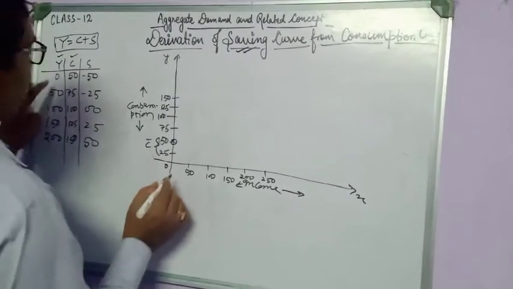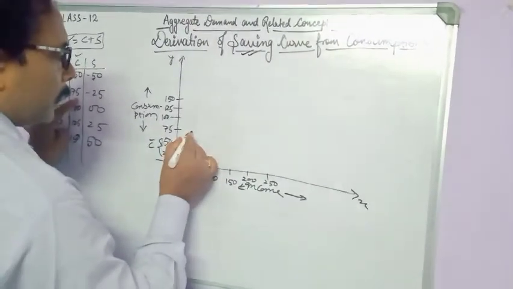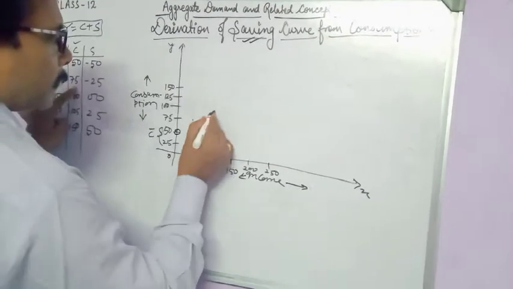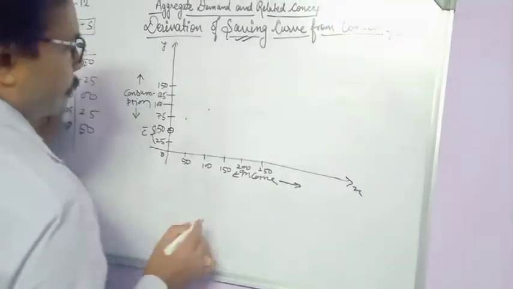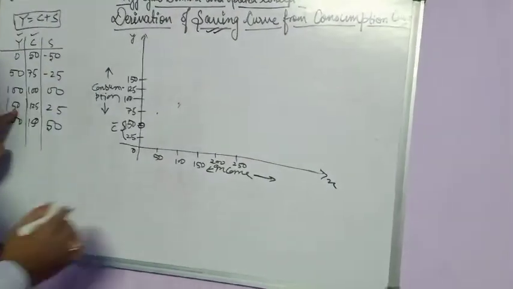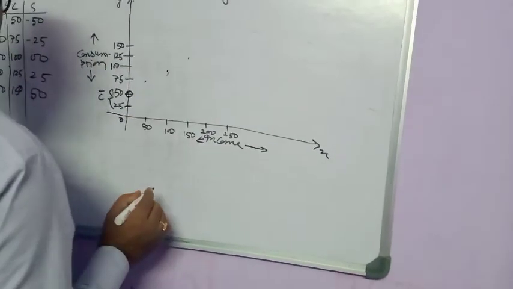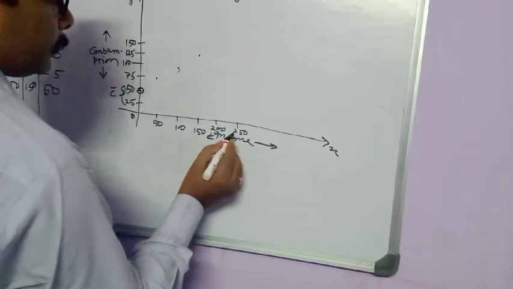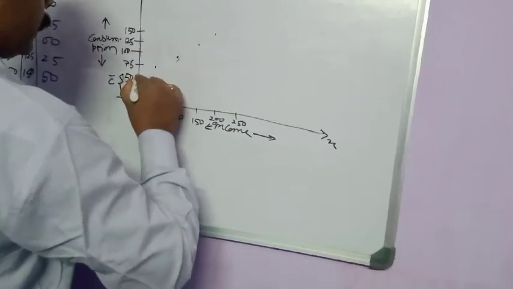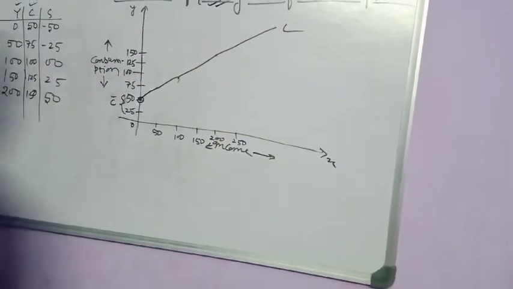When the income increases, consumption also increases and becomes 75. Next, the income is 100, consumption is also 100. Next, the income is 150, the consumption is 125. When the income is 200, consumption is 150. So in this way, the consumption line is moving. That is the C. Okay?